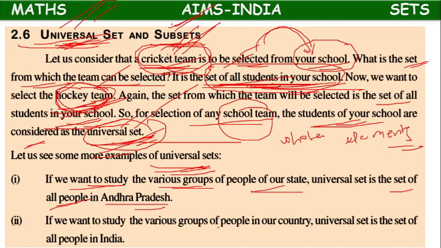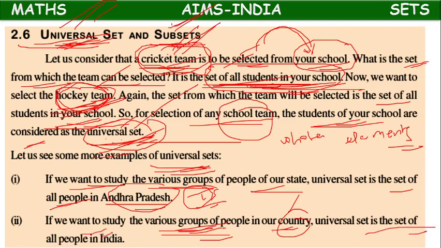Okay. Next, various groups of people in our country. If you want to study the people in your country, then if you consider only Andhra Pradesh, or only Telangana, it will be wrong. Because we want to make groups of people in our country, we have to consider the set of all people in India. So the sets consisting of all the elements are called universal sets.